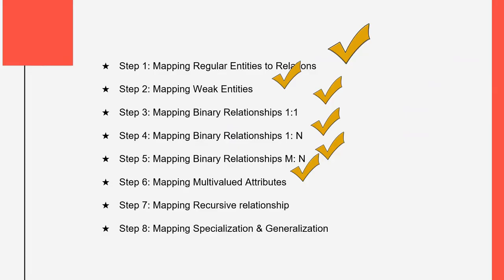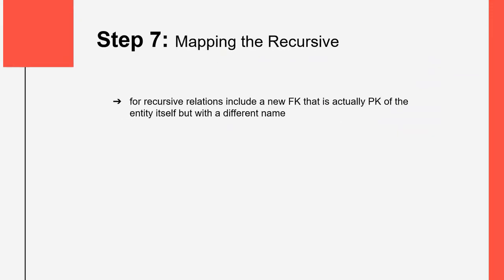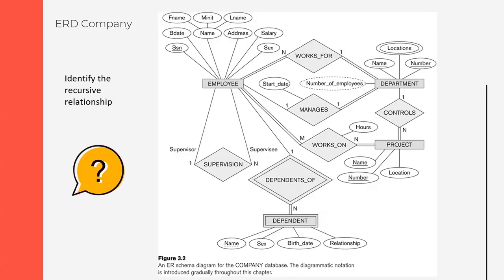Okay, so we're done with the multi-value attribute. Now we go for the recursive relationship. The recursive relationship is very simple. Just include the foreign key that is actually the primary key of the entity itself, but with a different name.